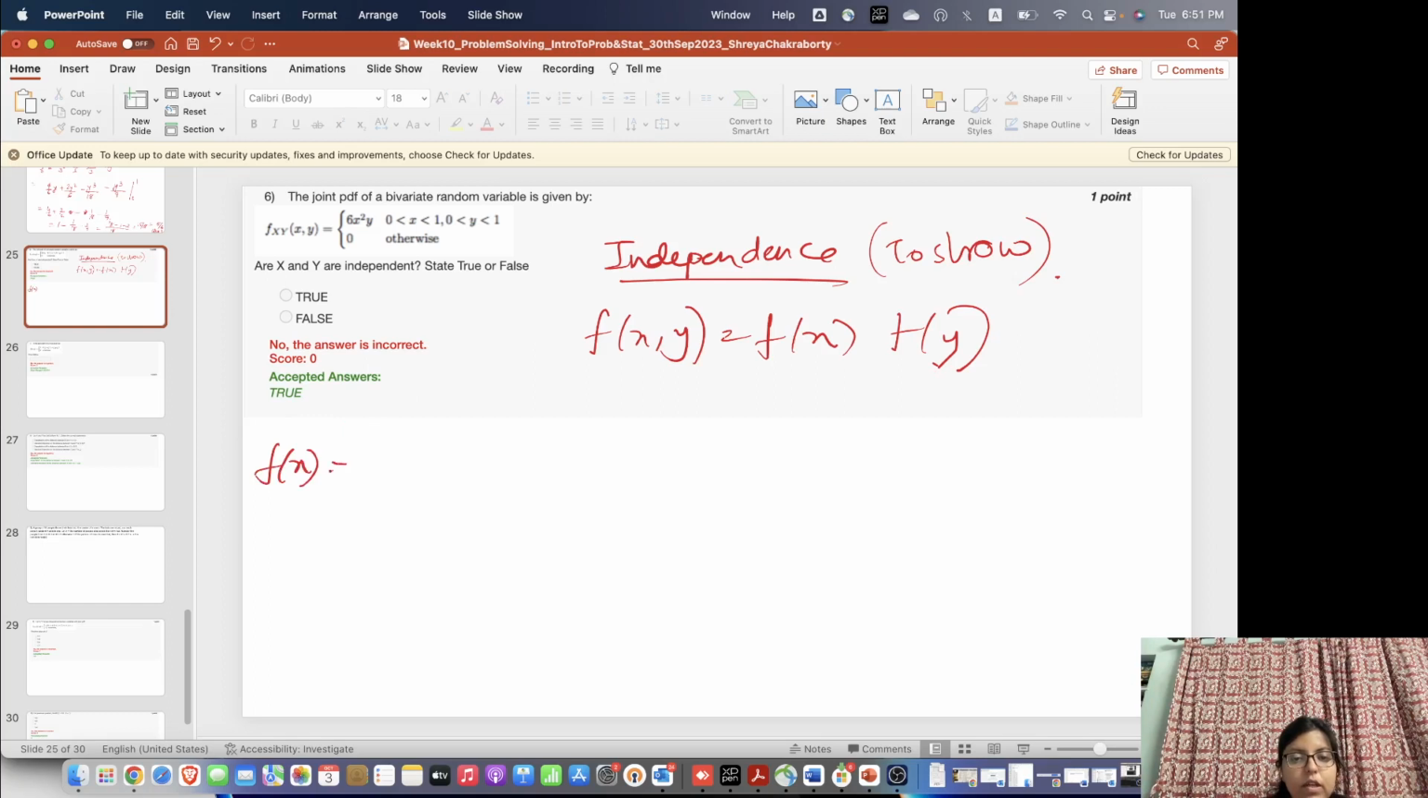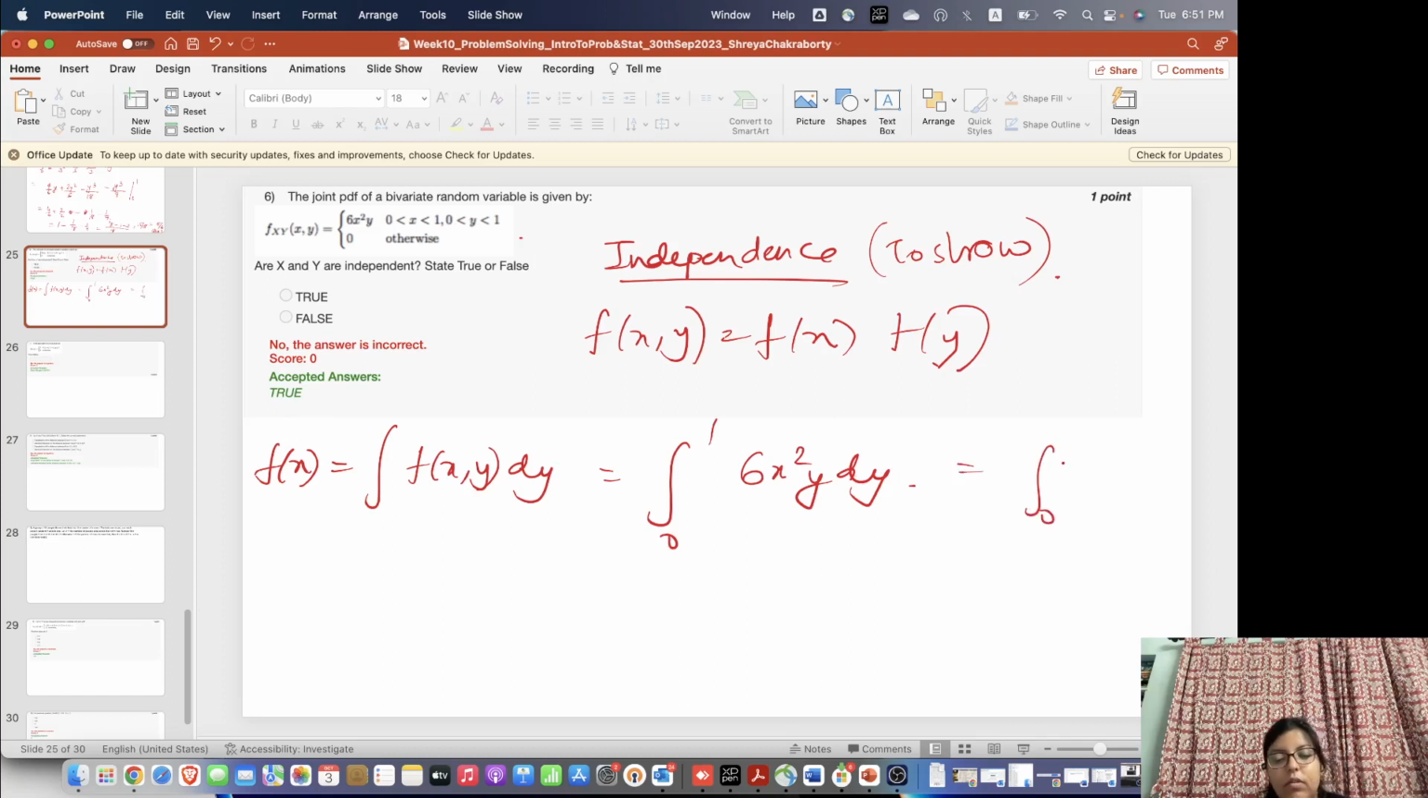fx is the integration of fxy over dy. So this would be 6x square y dy, and y is ranging from 0 to 1. So this will be how much? This would be 6x square y square by 2, from 0 to 1. Which is 6x square by 2, which is 3x square.